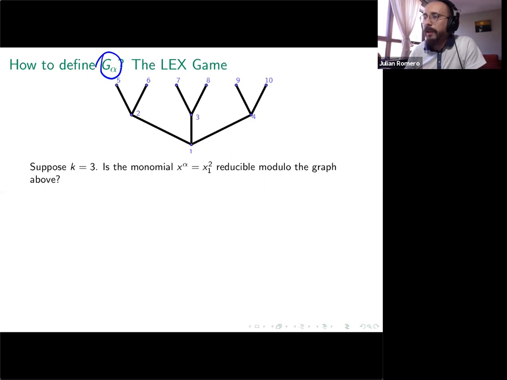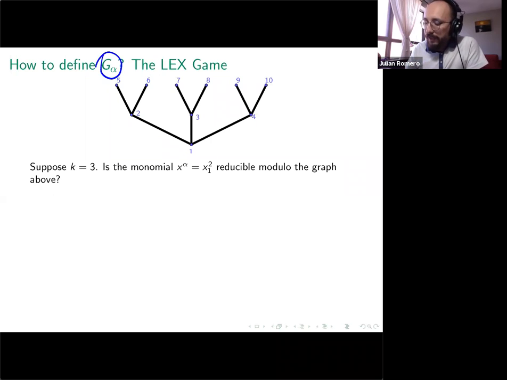And the way to do it is instead of working, my work is with glex, but just to get an idea of what happens, I'm going to use just the lex ordering instead. So I'm going to try to study when a monomial is irreducible with a certain ideal, but with the ordering lex.